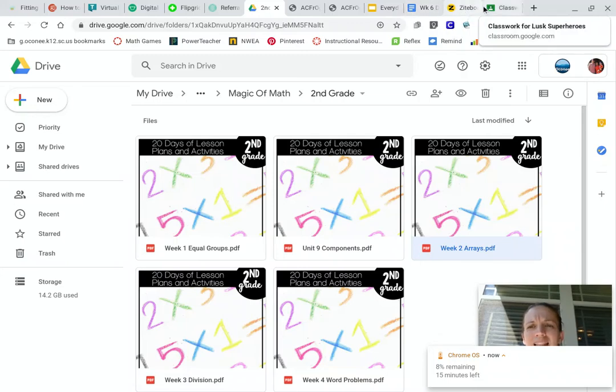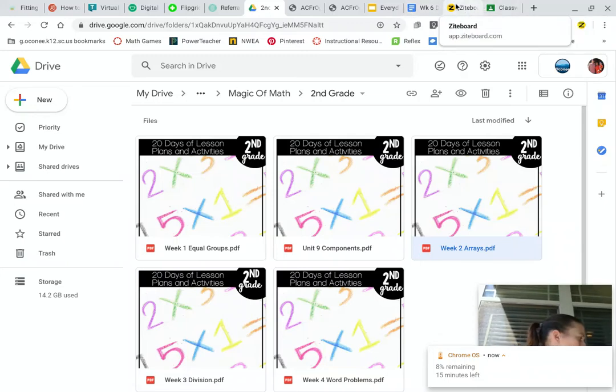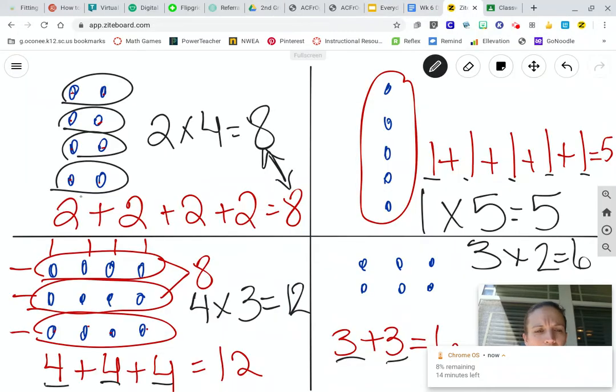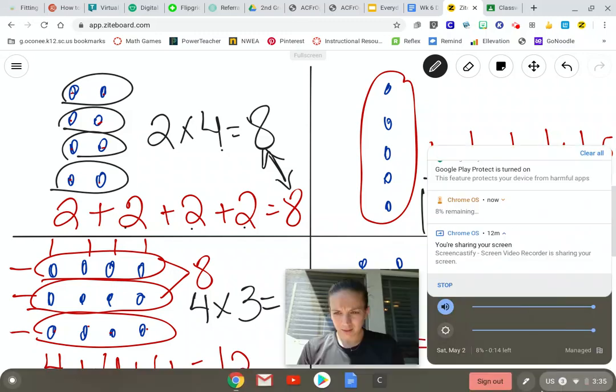So that should give you an idea on how to do your arrays. Remember, the repeated addition is the same number over and over. And then the number that you repeat is your 2 right there. But how many times you repeat it is your next number. Okay? So hopefully that will help explain some things.